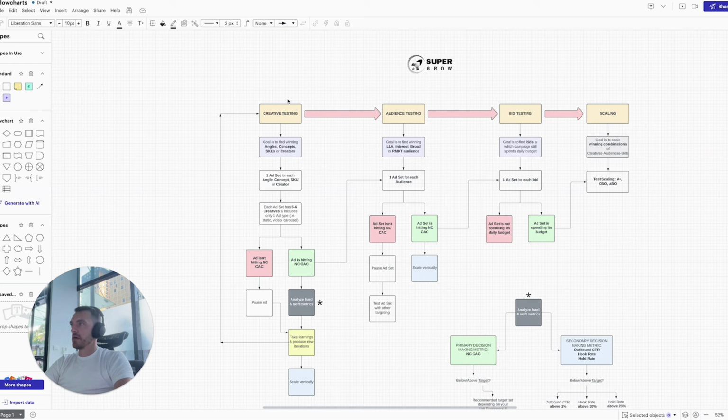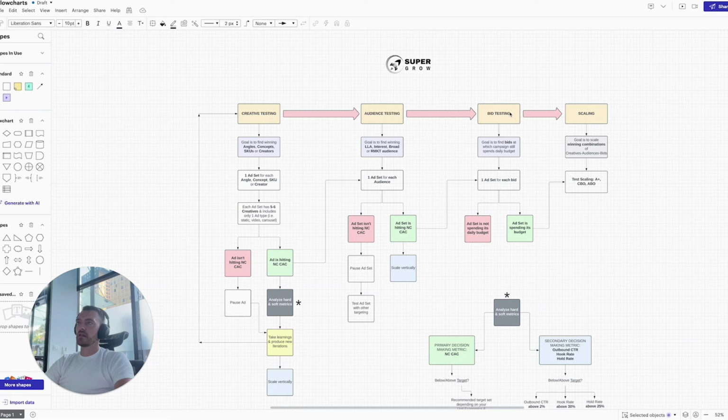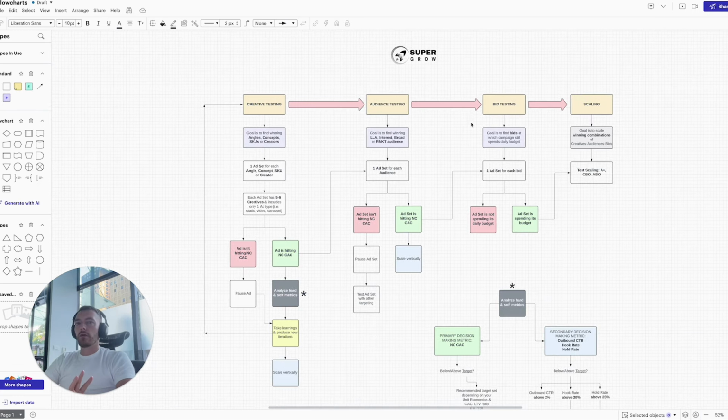So first part is creative testing. Then we move on to audience testing. Then we move on to bid testing, and then we move on. One thing to note, this part is by far the most important one, because if you don't do the first one properly, none of these will help you to achieve profitability with your brand.